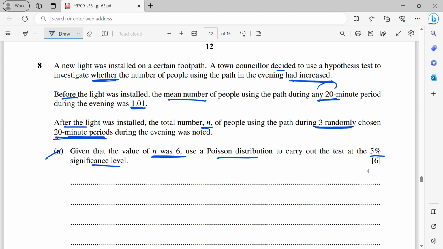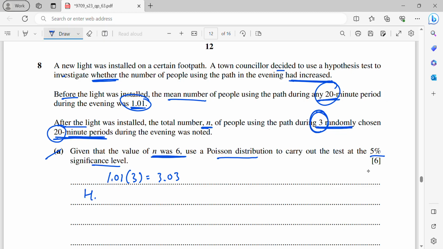Okay, so for this 20 minutes, the mean number is 1.01, and now you are considering 3 periods of 20 minutes. So before you carry out the hypothesis testing, I need to get my new mean first. Because 1.01 is for any 20 minute period. Now you are considering 3 of the same period. So therefore, you have to times 3. And then I will get 3.03.